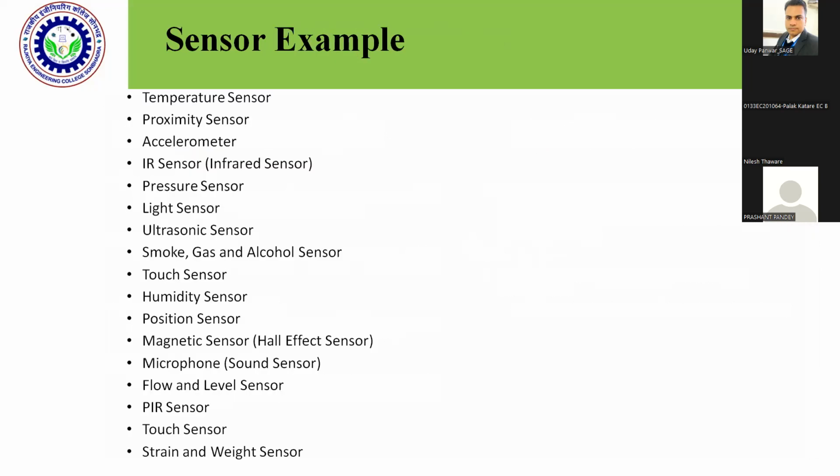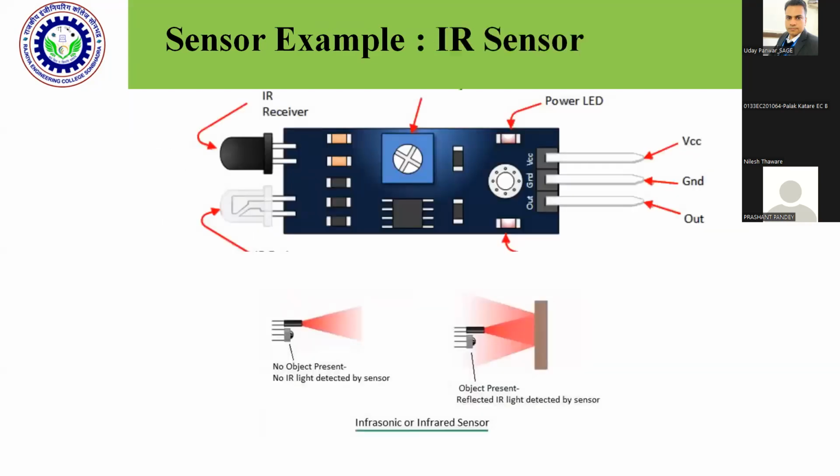These are the range of sensors which we presently have: temperature sensor, proximity sensor, accelerometer, IR sensor, pressure sensor, light sensor, ultrasonic sensor, smoke and gas sensor, touch sensor, humidity sensor, position sensor. These are just examples. There is a range of sensors available. For example, an IR sensor is an infrared sensor, so it can detect a person's presence.